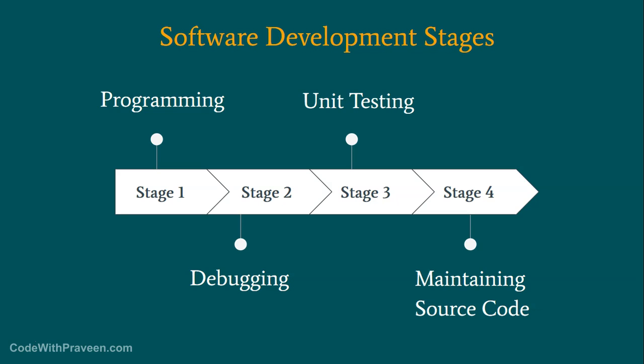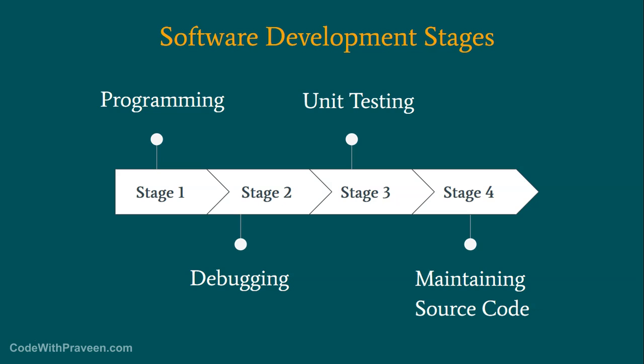Let's pick the software development stage and see what are the various stages involved within this step. Software development is again a 4-stage process. In the first stage, we have the programming. Then we have the second stage, where we do the debugging of the source code which was developed in stage 1. Here we try to iron out all the bugs which are present in the code.